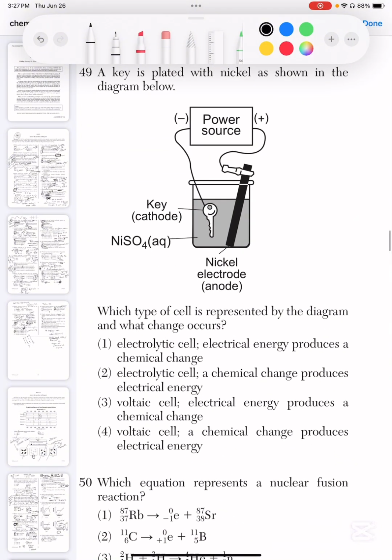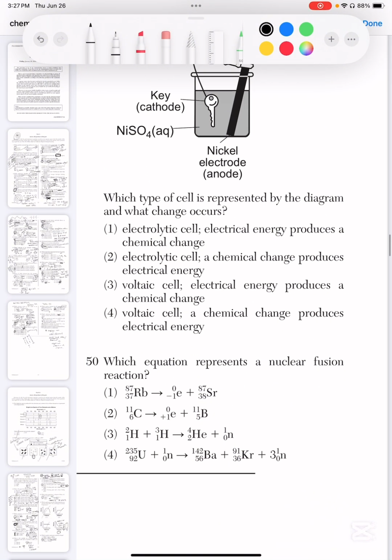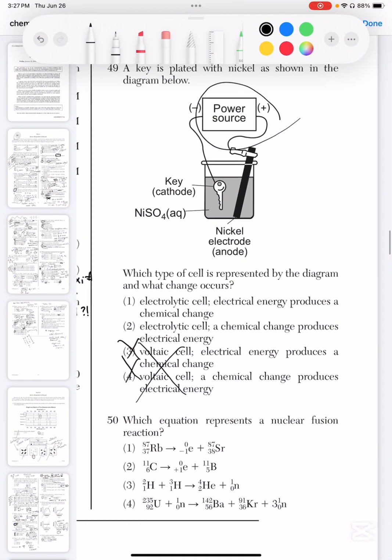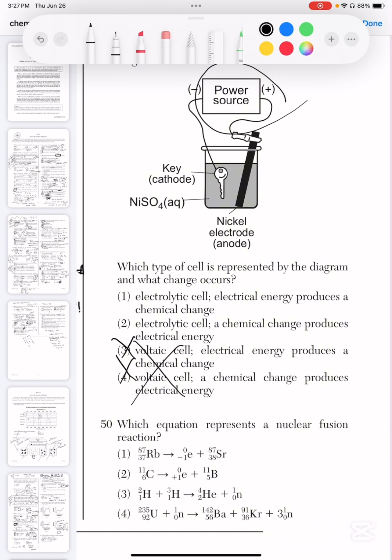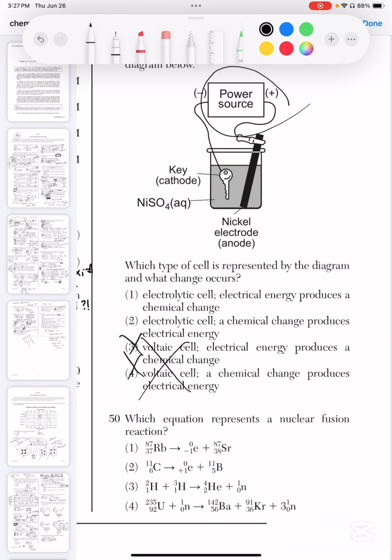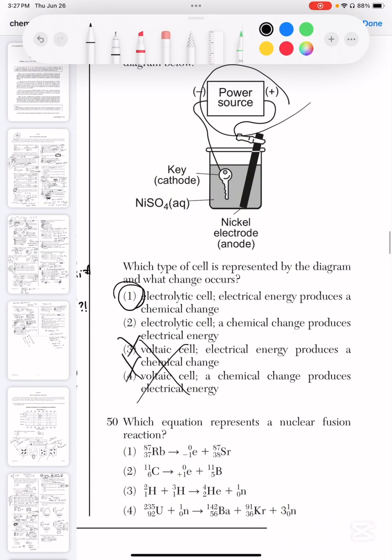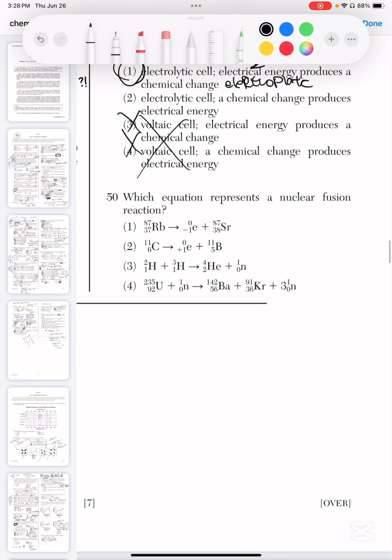Which type of cell? There's a power source, electrolytic, electroplating, whatever. Electrolytic, yeah. It's not a voltaic cell because voltaic cells don't need an energy source because they're spontaneous. This one is an electrolytic cell that uses electrical energy to produce a chemical change. They're using the electrical energy from the battery to electroplate. I promise my spelling is not usually this bad. It's just hard to talk while writing simultaneously.